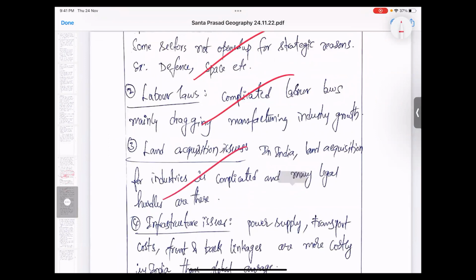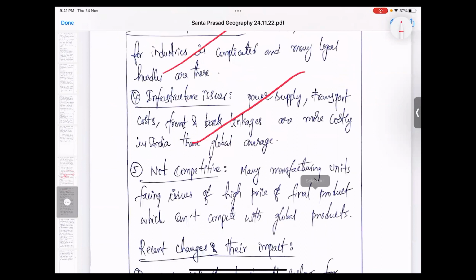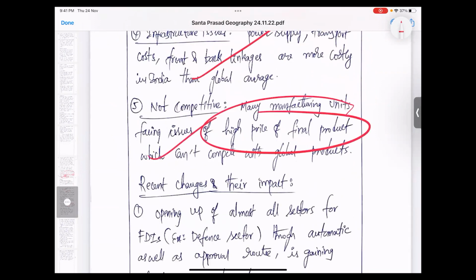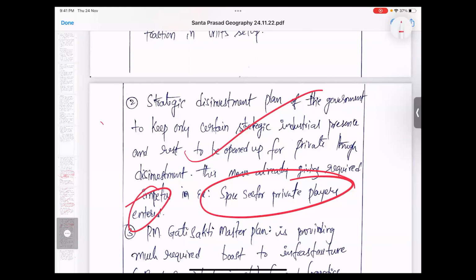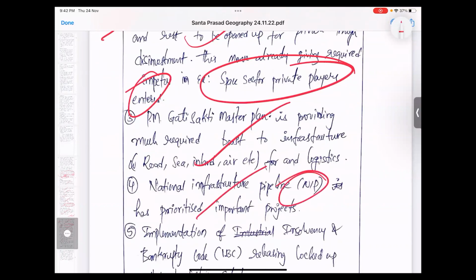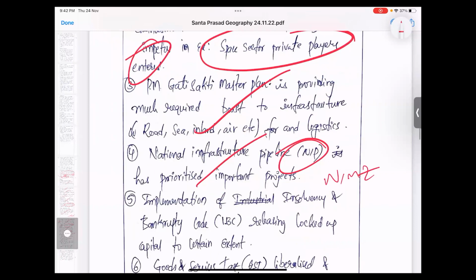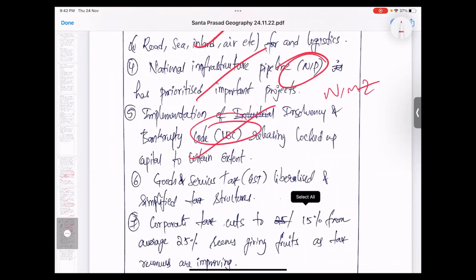Okay, land loss. Yes, infrastructure issues. Good. FDI opened. Strategic disinvestment, space sector. In conclusion, you can also write if the industrial sector is really privatized. You can recently write about that company which recently launched the private satellites, Skyroot Aerospace, right? You can give the example of this. Gati Shakti, yes, National Association. Here you can mention NIMZ also. Yeah, IBC is a good example. GST, corporate tax.